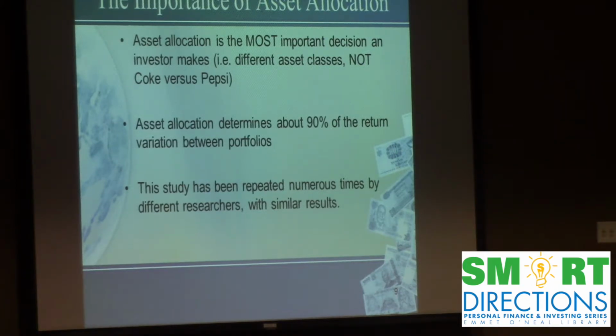Again, it's not just this one study, it's a lot of studies that have shown that. But as I mentioned, the different asset classes, not Coke versus Pepsi, not should I buy Southern Company or should I buy another utility. Individual securities, picking the right stock, it's a very difficult thing to do. There's a lot of work that needs to go into this. There's a lot of analysis that needs to go into this if you want to do it right.